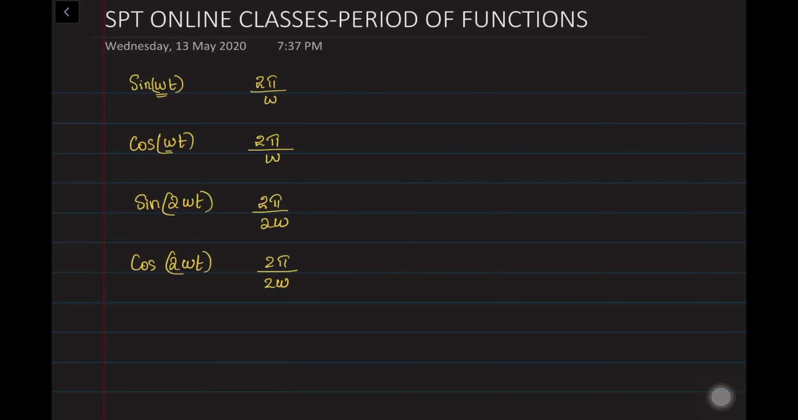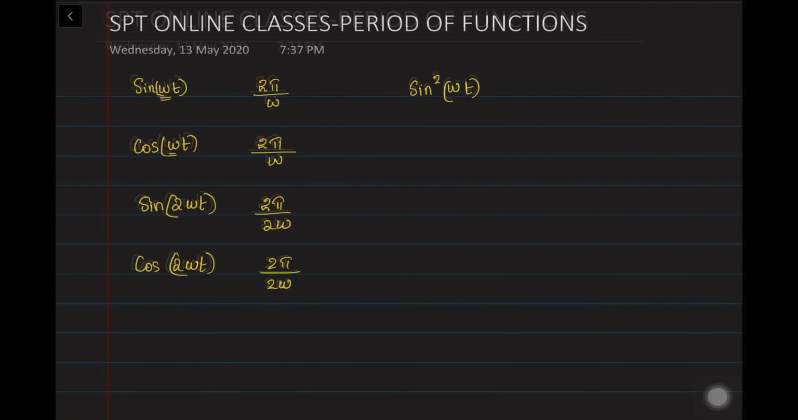What about higher order functions, something like sine square omega t? Let's write sine square omega t. What is the period of such a function? Here we need to do something extra. Here you should know the trigonometric identities. So what is the trigonometric identity of sine square omega t? The trigonometric identity of sine square omega t is 1 minus cos 2 omega t, whole divided by 2. So now you can rewrite this function as 1 by 2 minus 1 by 2 cos 2 omega t.